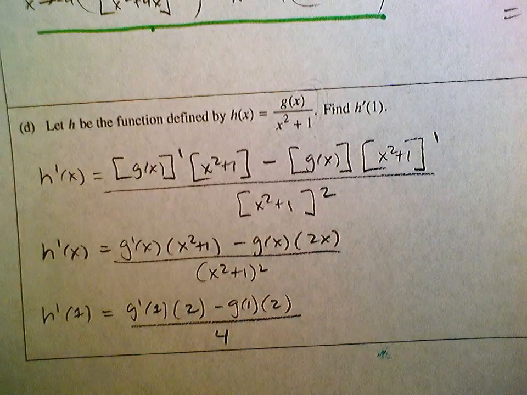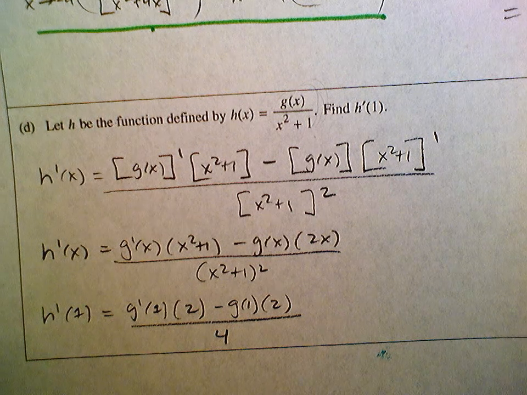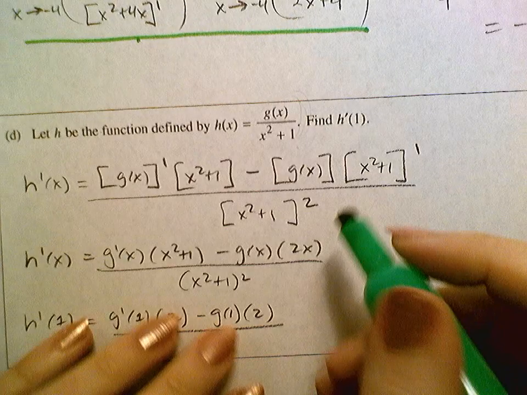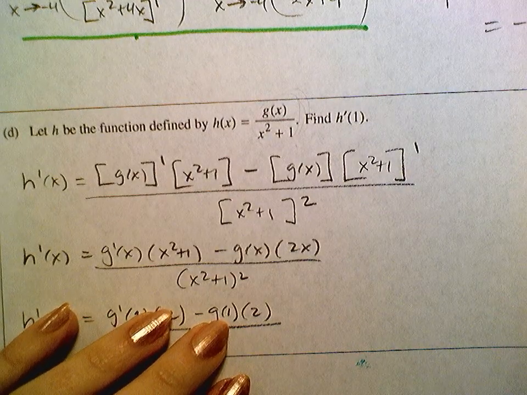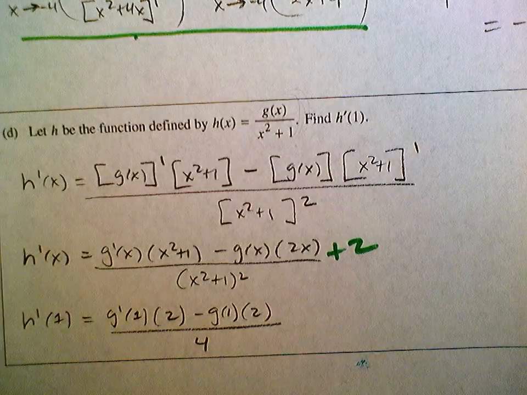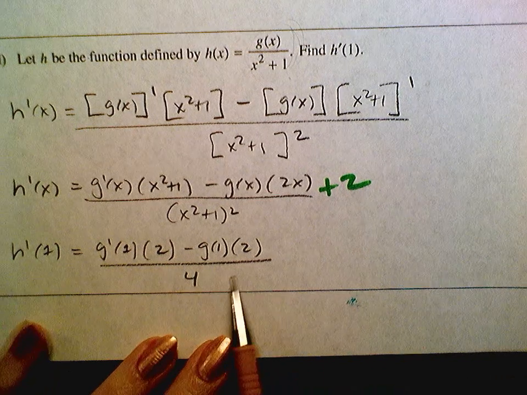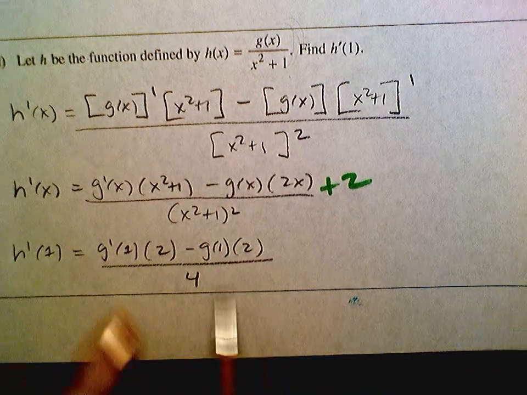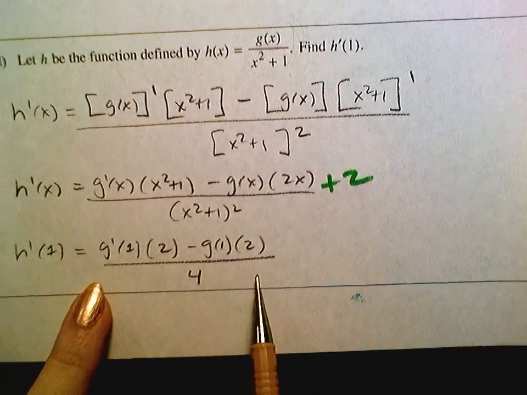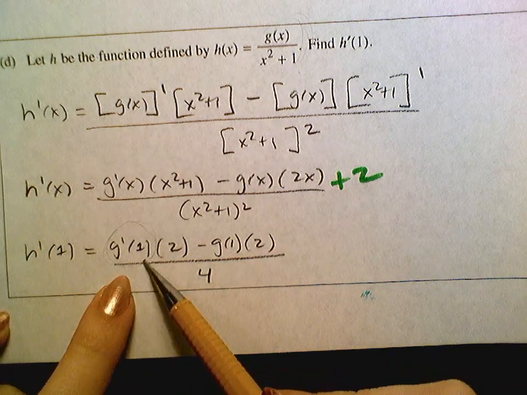All right, let's see if we got any points so far. We got 2 points for this, so that's good. You can do that. We got 2 points for that. Now computing this is just 1 more point, and you can do it: this g prime of 1.